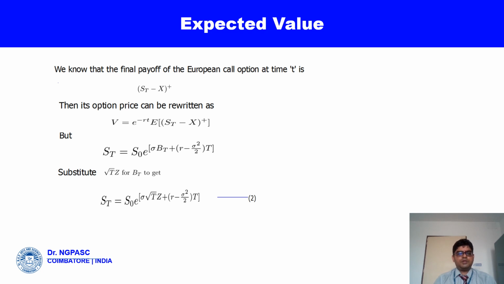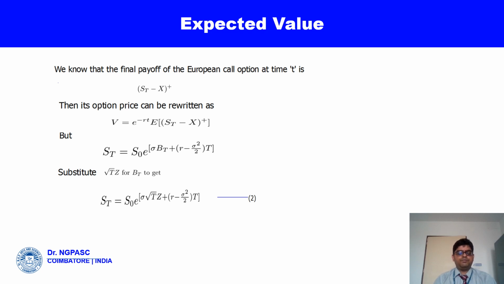Now, taking the expected value. What is the need for taking the expected value? Since we already told you, you have to use the model that you derived in the previous part. You have to use that model. That's why you have to take the expected value.